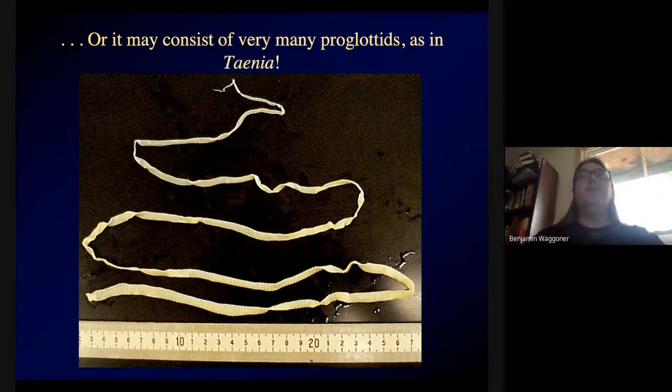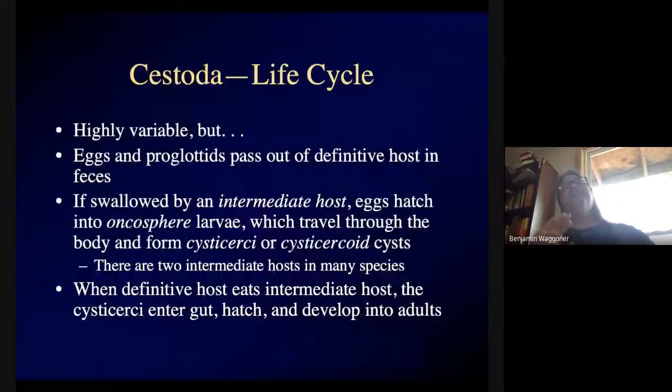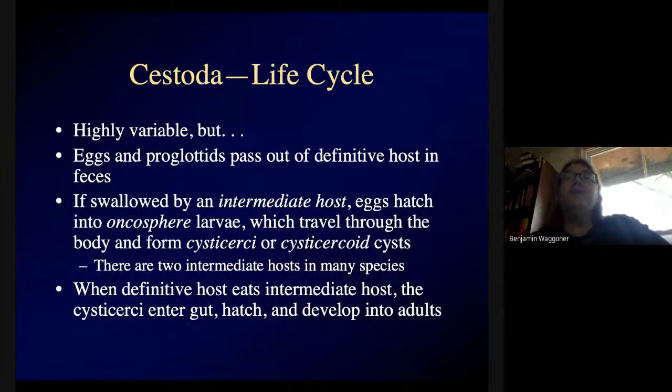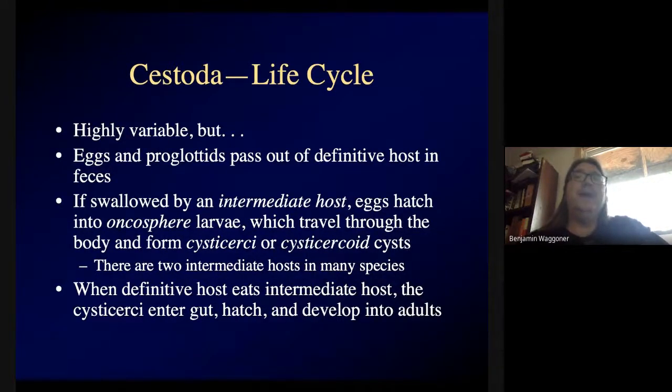In other tapeworms, the proglottids actually break up, and what passes out in the feces is separate eggs. The proglottids just kind of degenerate and disintegrate before they pass out of the host body. I think that's the case in Echinococcus, but it depends on what species you're working with. The eggs or the proglottids pass out of the definitive host, and then they have to get swallowed by an intermediate host. If this happens, the eggs hatch into larvae called oncospheres.